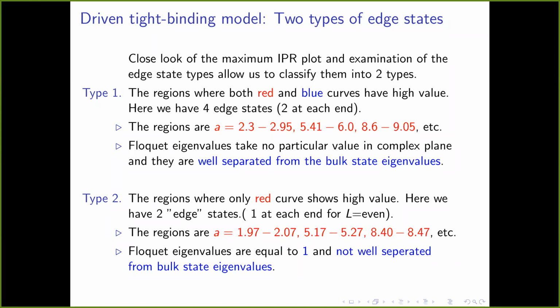And what we see is the eigenvalues of those states. The eigenvalues are of the form e to the power i theta, and they are well separated from the eigenvalues of the bulk states, like the states which are extended over the whole region. And then there is the type 2 region where there is only 1 state at each end, so 2 edge states, and these are the regions of A where I find it, and the Floquet eigenvalues are equal to 1 and not separated from the bulk state eigenvalues.